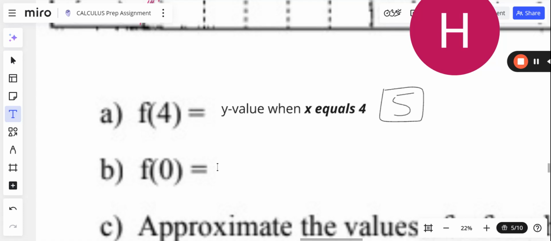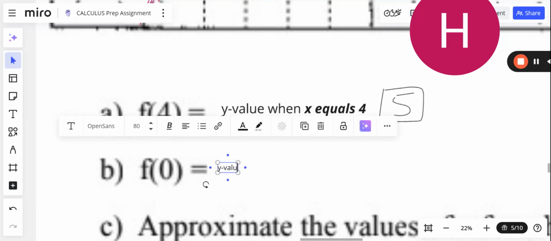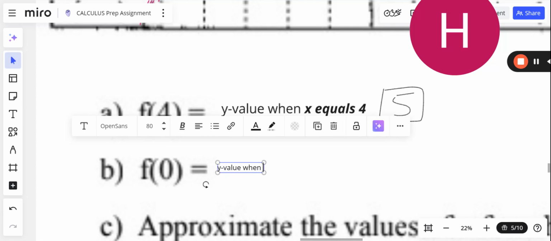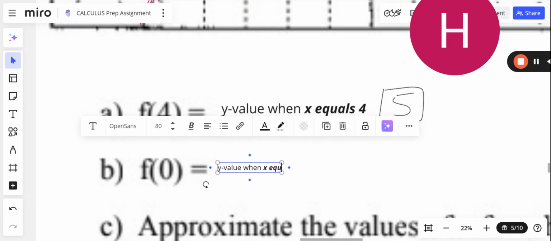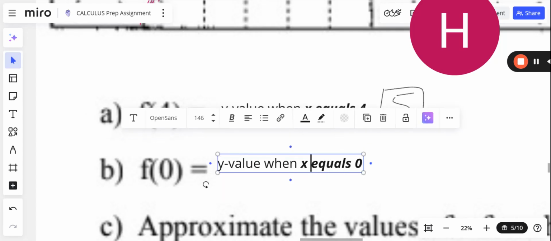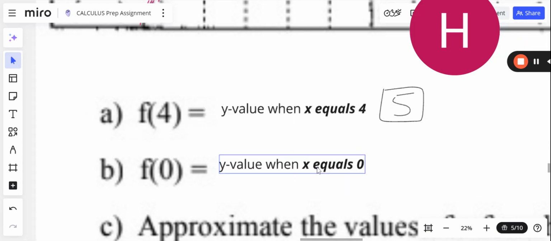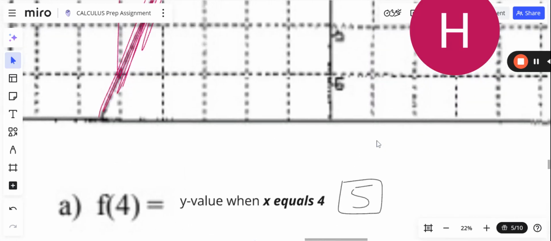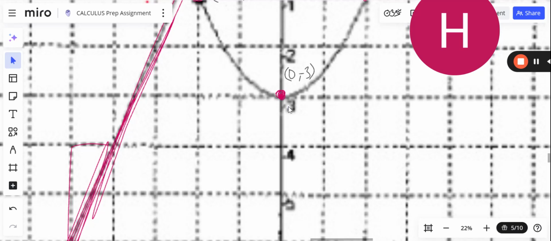F of 0 should be no surprise. It's asking you something very similar, but it's the y value when x equals 0. And we'll make that larger. So if we take a look, where is the y value when x equals 0? There we go, -3.